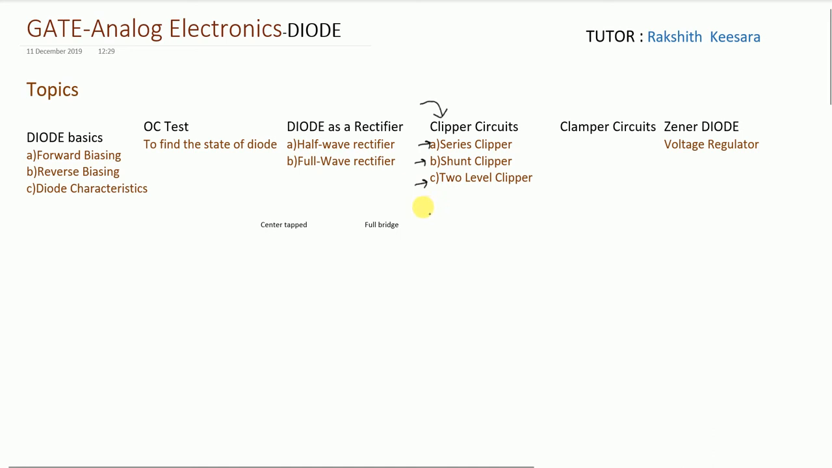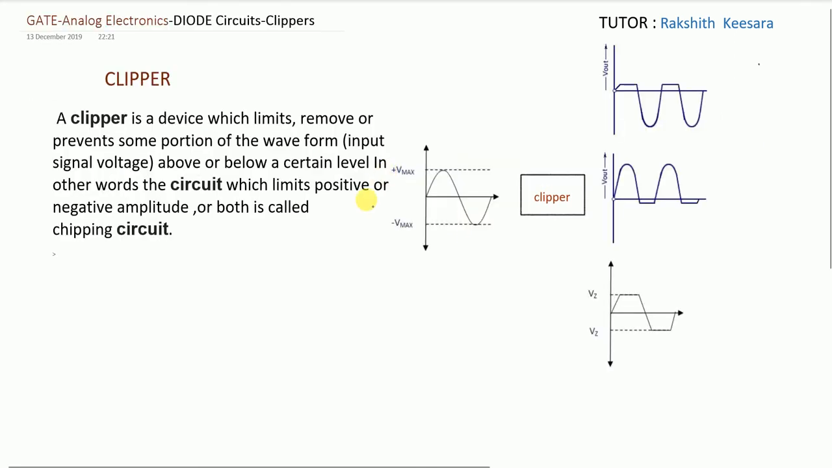In this video I am going to discuss these three circuits, and I will solve some GATE previous year problems. So guys, first I will explain the definition of clipper circuit. So let us assume that there is a clipper circuit. Whenever we are giving an input waveform to the clipper circuit, the name itself indicates it clips some part of the waveform. If it clips the positive part of the waveform, this is the output.